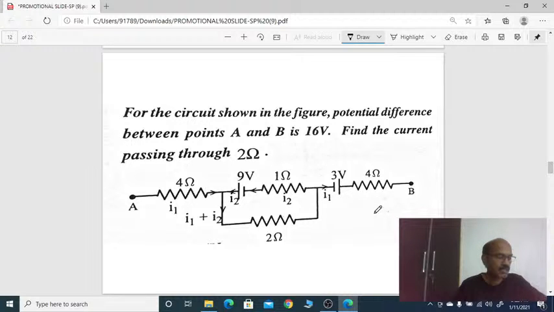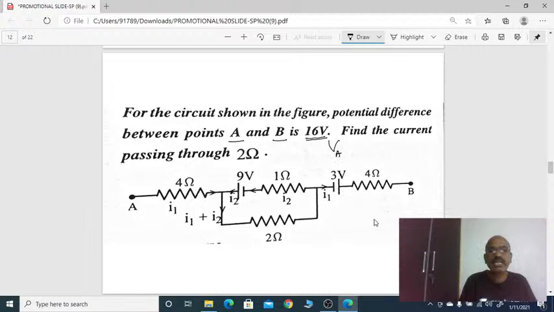Now come to questions based on Kirchhoff's laws. Find the current in the circuit shown in the figure. The potential difference between points A and B is 16 volt. That means the potential at A is VA, and the potential at B is VB, so VA minus VB equals 16 volt. Find the current passing through the 2 ohm resistor.